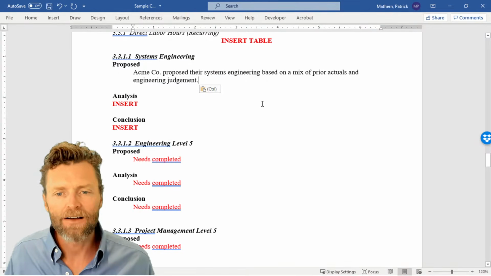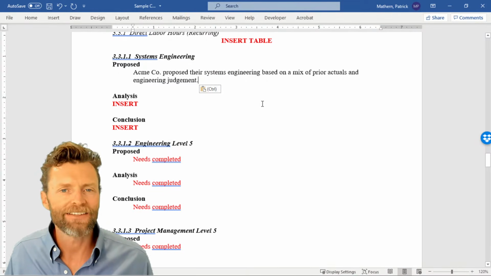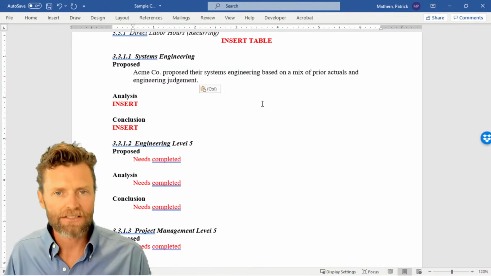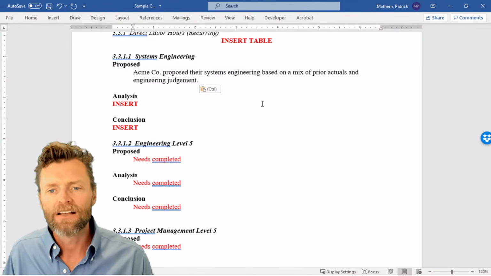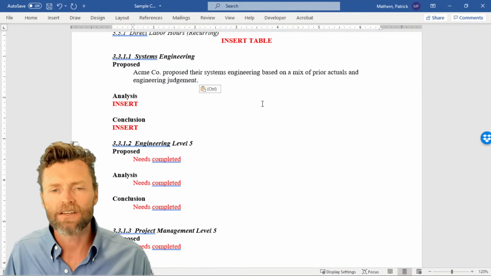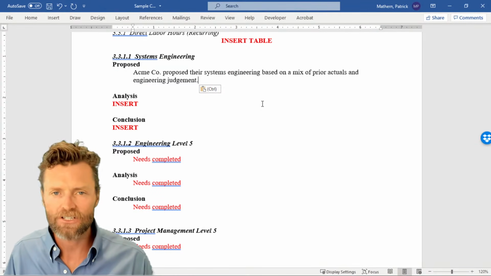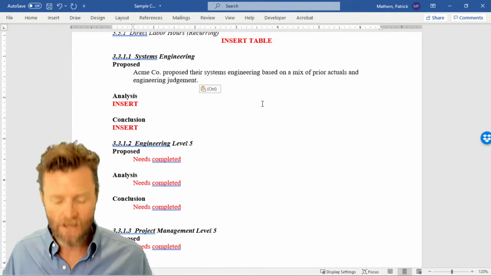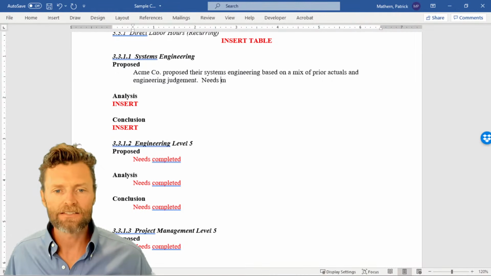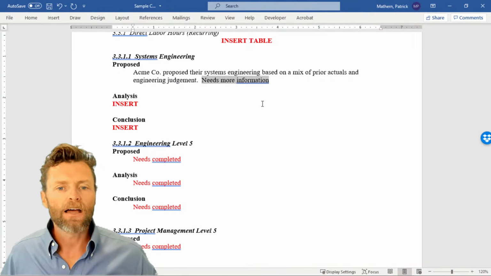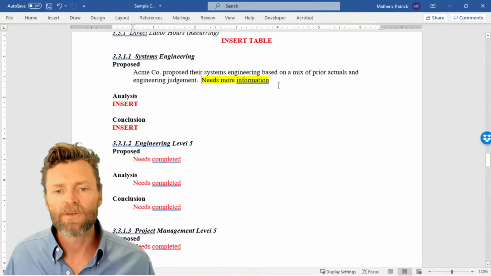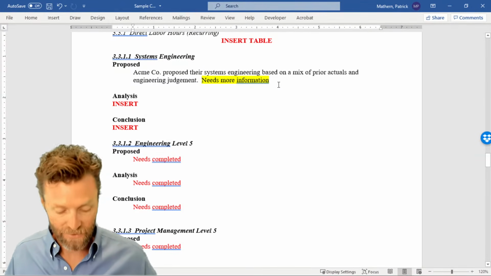All right, but it leaves a lot to be desired, right? And I talked about this briefly previously. How much of this is actuals? How much of this is engineering judgment? What calculations were applied? Okay, so there's more to know. I'm going to say needs more information. I'm just going to highlight this. Okay, this is my own practice, but this tells me, okay, I need to build this out.